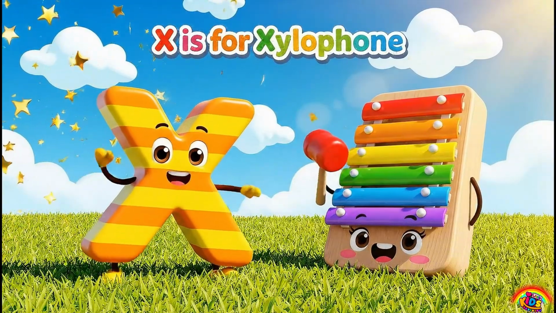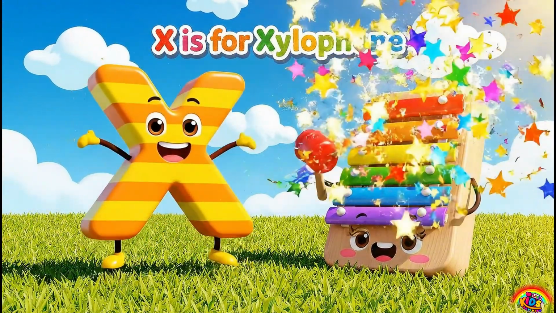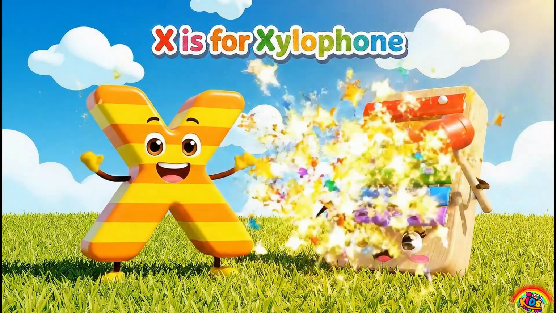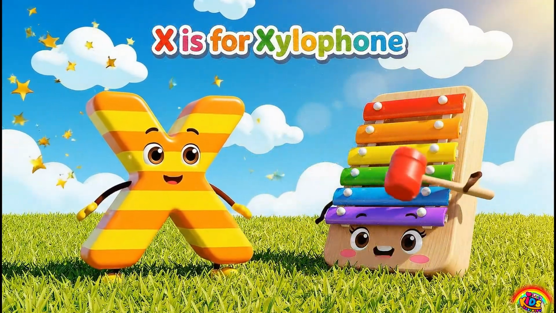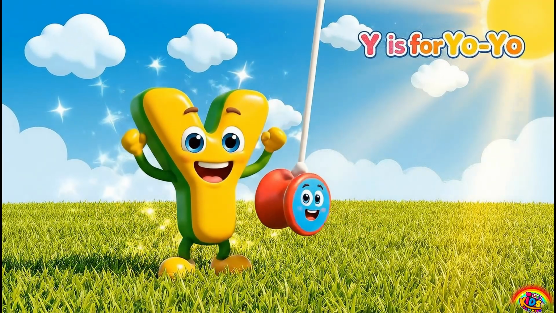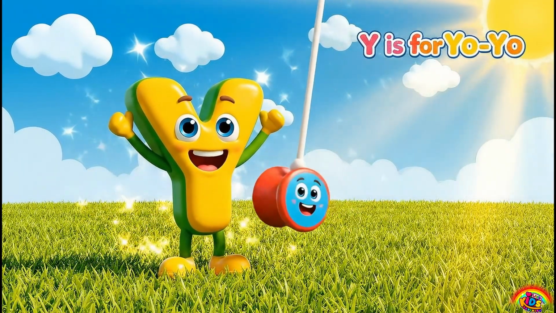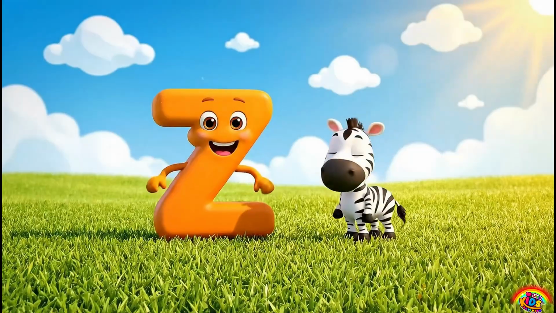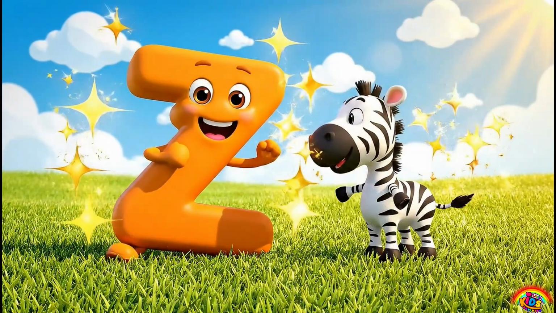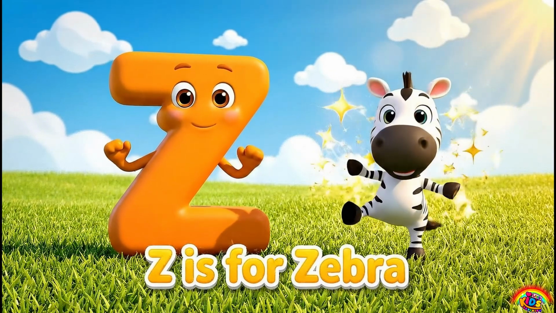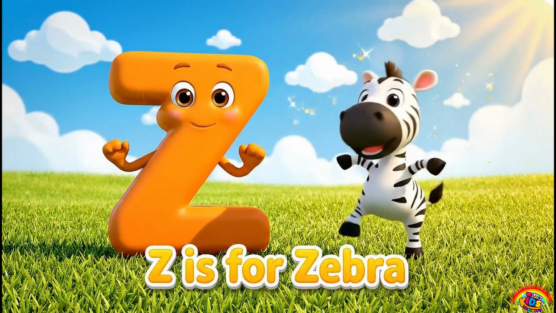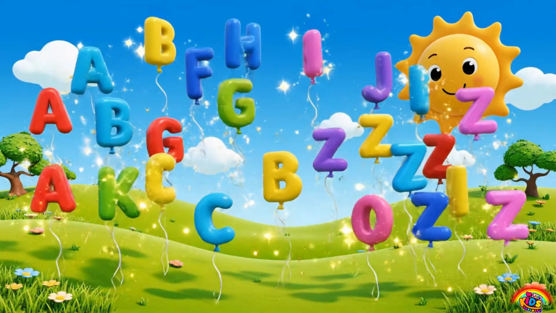This is the letter X. X is for xylophone. This is the letter Y. Y is for yo-yo. Go up and down. Y. This is the letter Z. Z is for zebra. Look at the happy zebra. Z, zebra.